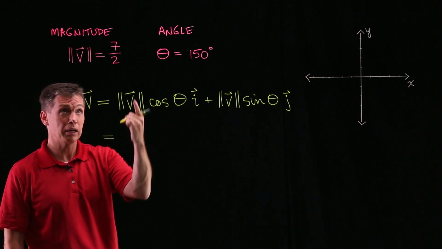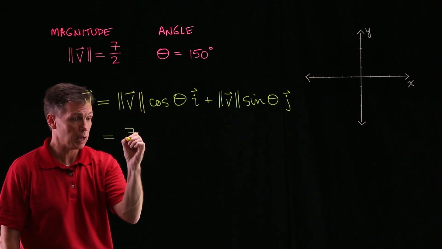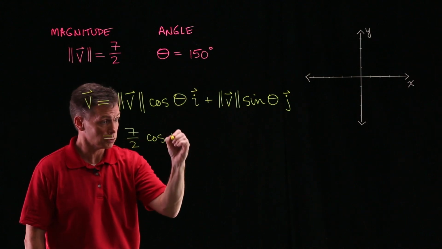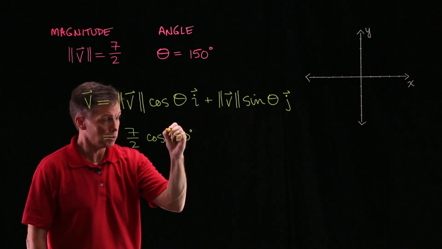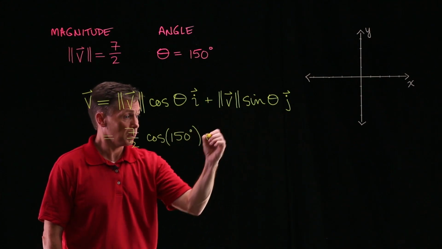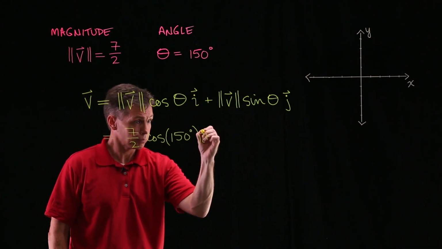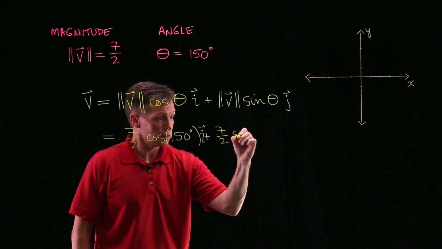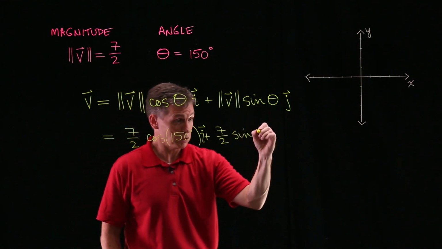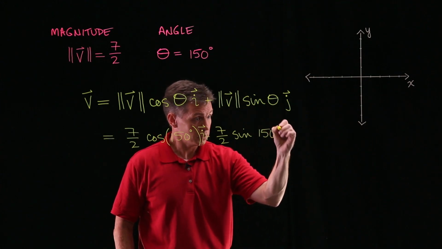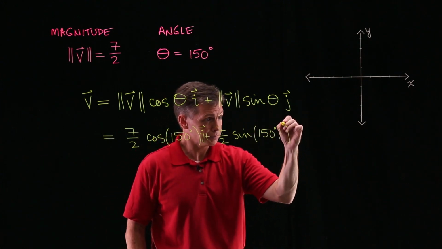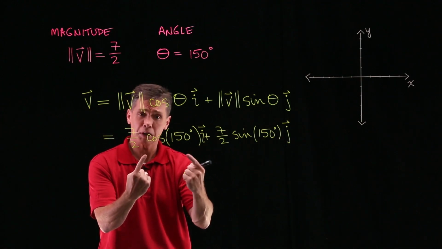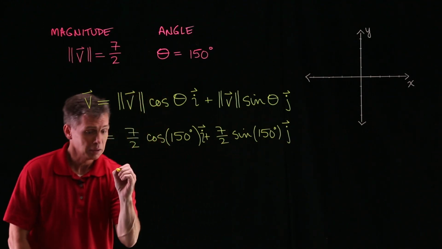Our particular here is the magnitude of v, which I know is 7/2. The theta I know is 150 degrees, so I need the cosine of 150 degrees, plus, oh, I missed my i vector, and then plus that magnitude of v again, which is 7/2, times the sine of my theta again, 150 degrees. And I'll remember that j vector. And then all you really have is just a tiny bit of trig. You've got to know your trig. You have to know the cosine of 150, and you have to know the sine of 150.